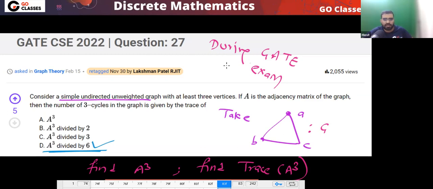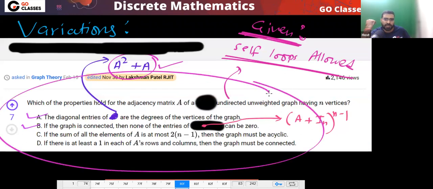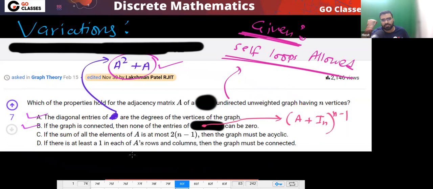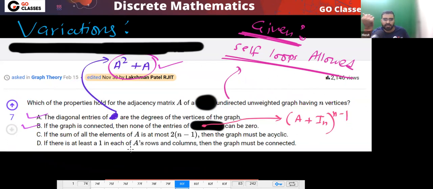Okay. So Mavit is asking, sir, did you attempt the GATE 2022 paper? Yes, I attempted it. This question was correct for me, and this question was also correct for me. But let me tell you one thing: even when I was attempting the GATE exam, I attempted this question almost at the end.